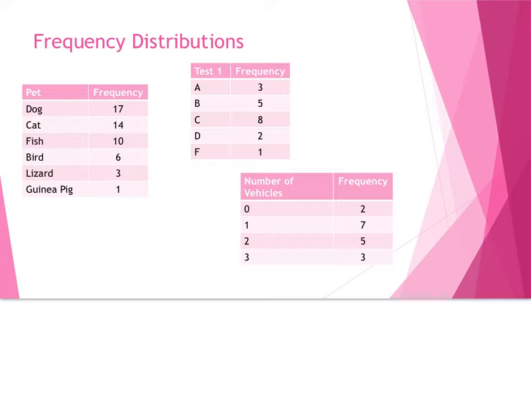The last chart, the one that says number of vehicles, there are numbers in the left-hand column. Numbers in the left-hand column indicate quantitative data. It's only what's on the left-hand side that tells you what kind of data you have.